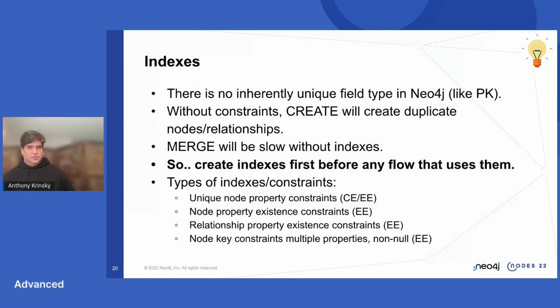And the types of indexes you can create depend on whether you have the community edition or the enterprise edition. Your enterprise edition purchases, thank you, pay the bills here. There are a few kinds of constraints that they offer exclusively. So you do get individual property node constraints, uniqueness, with community edition. With enterprise, you get property existence constraints, relationship property existence constraints, and multi-property key constraints as well.